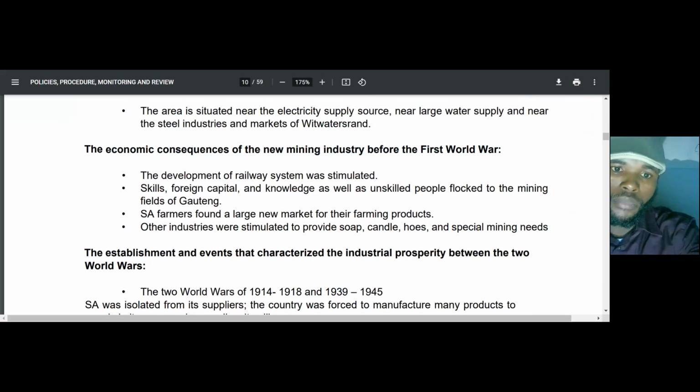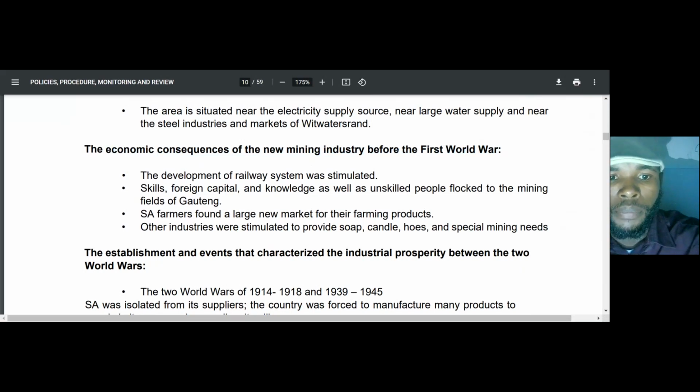Remember, when the new mining industry was formed, they had to transport whatever they were mining, whether gold or diamonds, from point A to point B. Hence there was development of railways. Again, skills, foreign capital, and knowledge, as well as unskilled people, flocked to the mining fields of Gauteng.